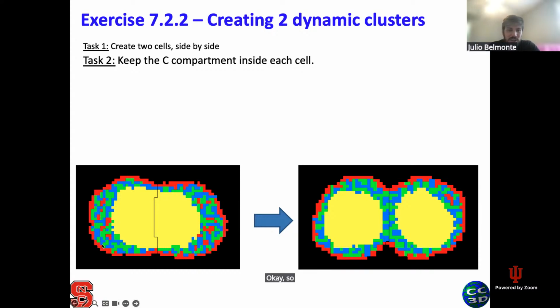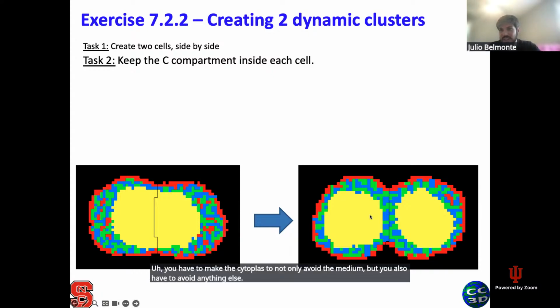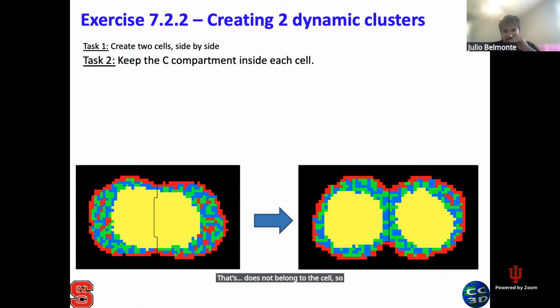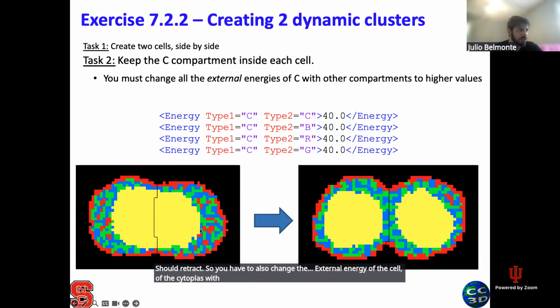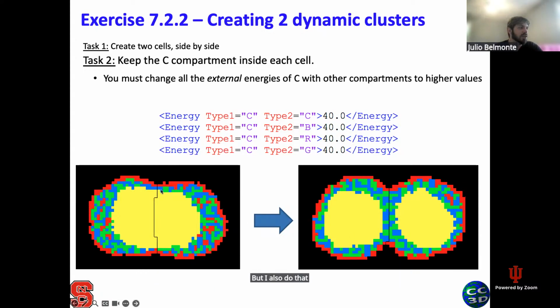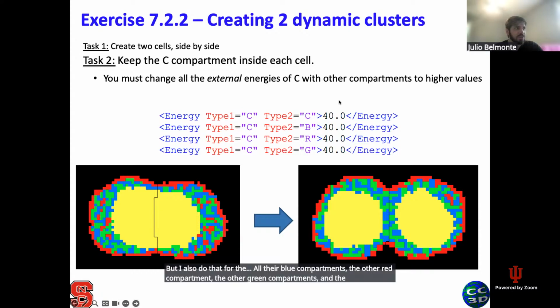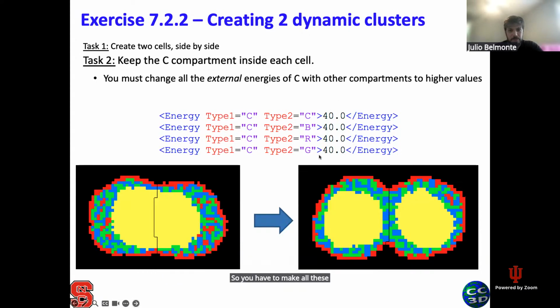Okay, so for this one, you have to make the cytoplasm not only avoid the medium, but also avoid anything else that does not belong to the cell. So everything that's external to the cell, the cytoplasm should retract. So you also have to change the external energy of the cytoplasm with other cytoplasm, so they don't touch, but also do that for the other blue compartments, the other red compartments, the other green compartments that are not themselves. So you have to make all these equal to 40 or 50. And when you do that, then it really separates and you get this output.